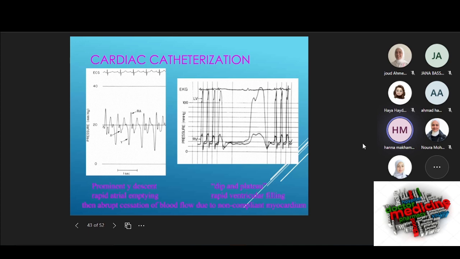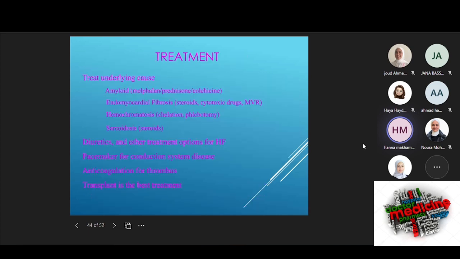Now, the prominent Y descent, dip, and plateau findings are also seen in patients with restrictive cardiomyopathy. Treat the underlying cause. For example, amyloid, حكينا إذا كان primary, melphalan, prednisolone, endomyocardial fibrosis.